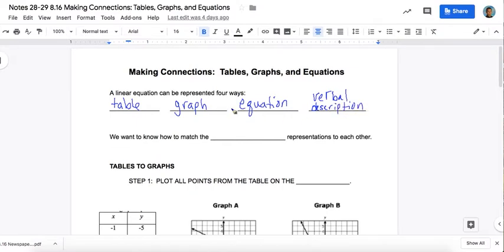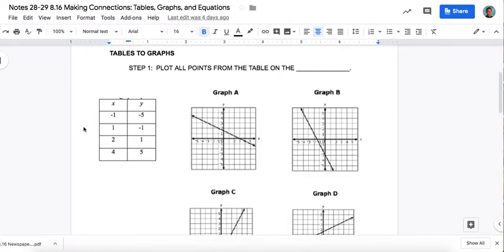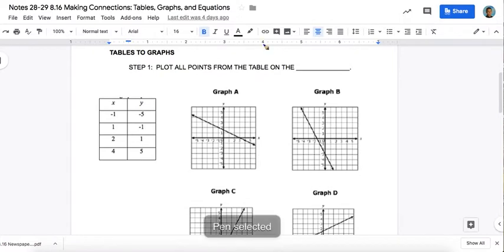And I also mentioned ordered pairs, which can go along with the table, because a table, if you put the x and the y together, is an ordered pair. So we want to know how to match the different representations to each other. The first type we're going to look at is how to go from a table to a graph. The first step is to plot all points from the table on the graph.